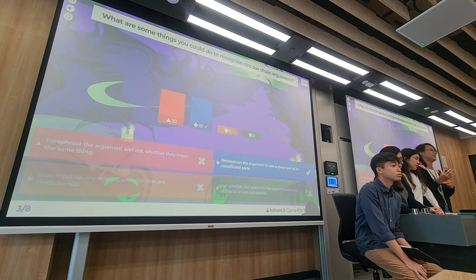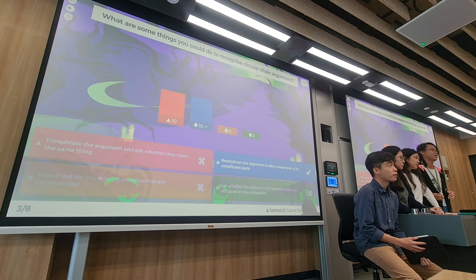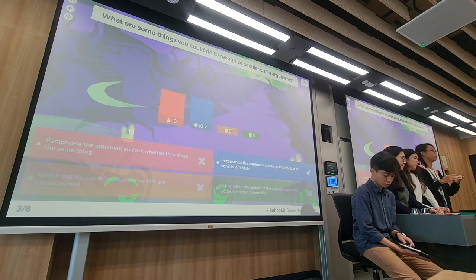Whereas paraphrasing the argument and asking whether they mean the same thing is a good method of avoiding misstatement, which is when the premises say the same thing as the conclusion, but it's phrased in a different way.